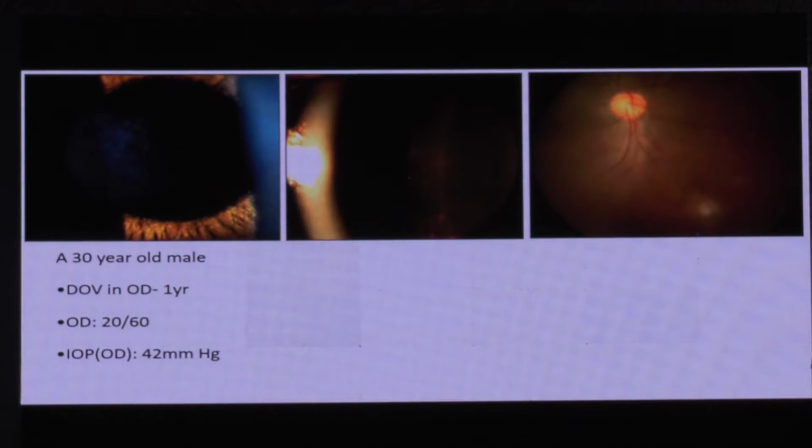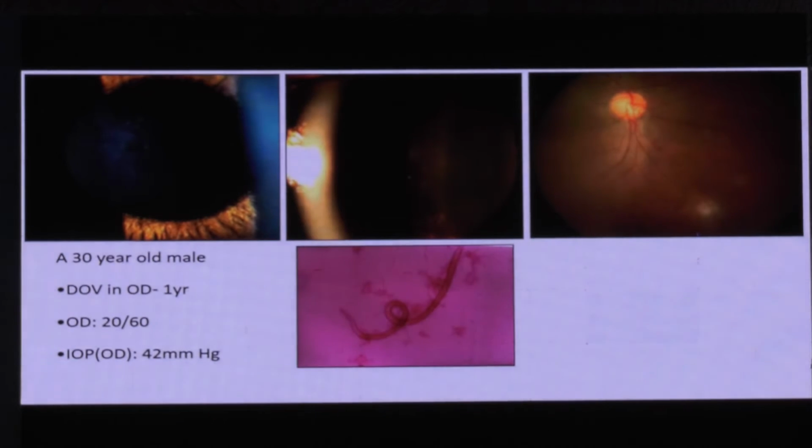This is a 30-year-old male who presented with diminution of vision in the right eye of 1 year duration. And if you see carefully, there are some structures floating in the anterior segment, and there were a lot of iris changes. And on the lens also there are changes. In the posterior segment, you have something like a subretinal granuloma. And intraocular pressures were very high.